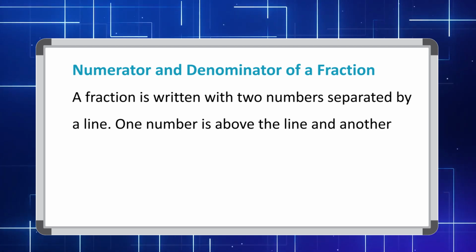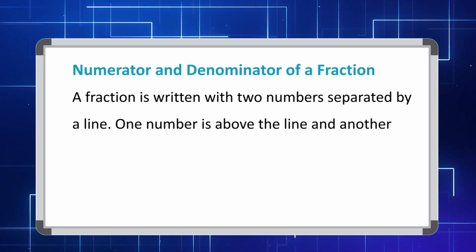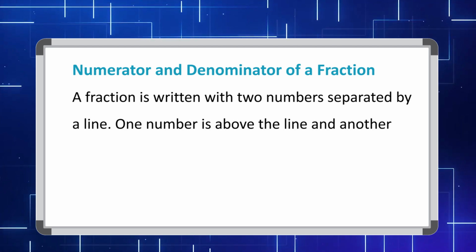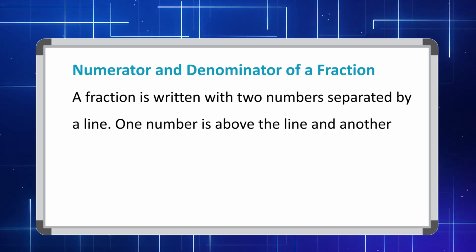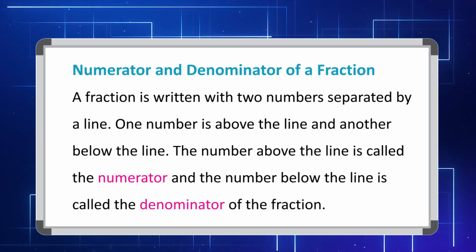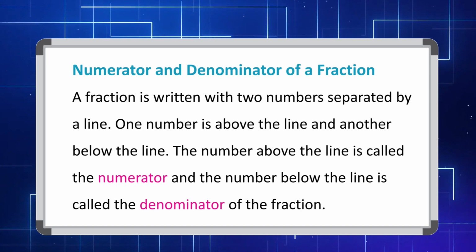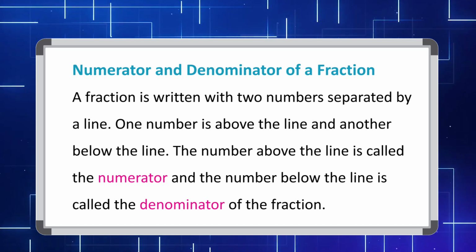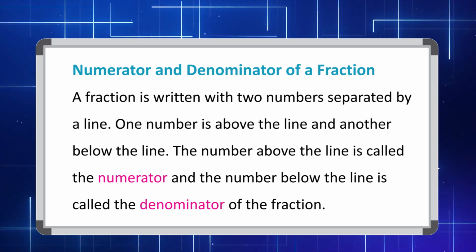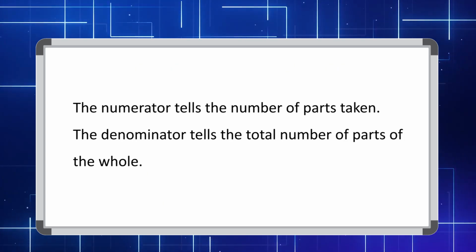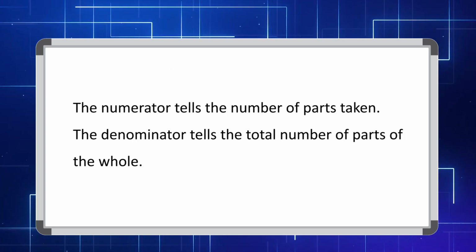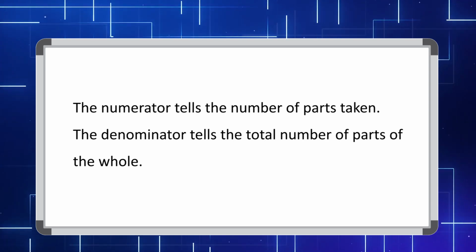Numerator and denominator of a fraction. A fraction is written with two numbers separated by a line. One number is above the line and another below the line. The number above the line is called the numerator and the number below the line is called the denominator of the fraction. The numerator tells the number of parts taken. The denominator tells the total number of parts of the whole.